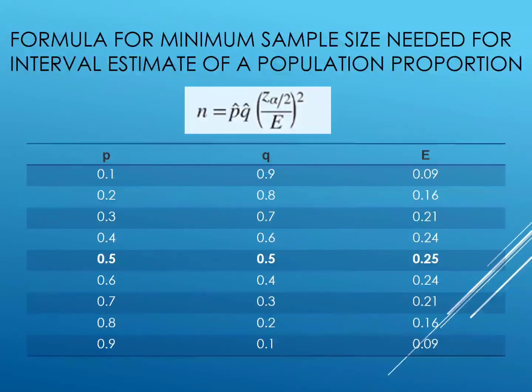And if they do not give you e, then there is a table. This is the table here. E depends on p and q. So if p and q were 0.1 and 0.9, then E is 0.09. If p was 0.2 and q was 0.8, then E is 0.16, and so on. However, E is always given. Either it states it directly or says within, or you could use this table. So those are the three ways you can find E. Usually, normally, it is given.